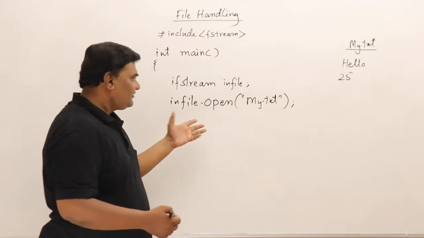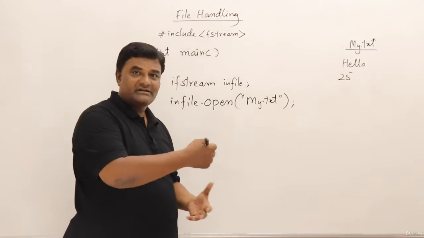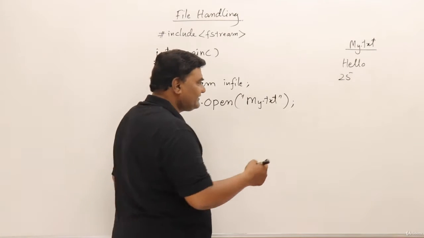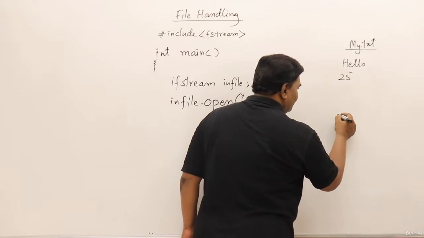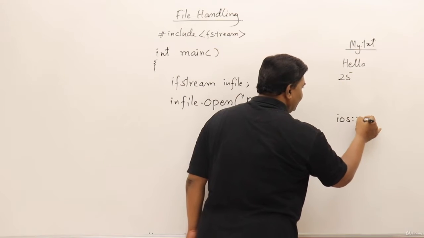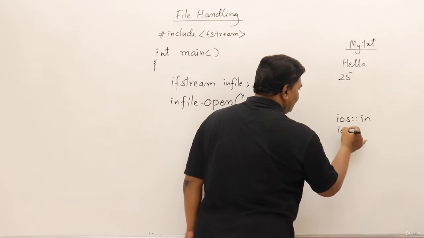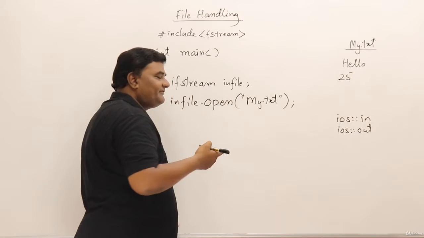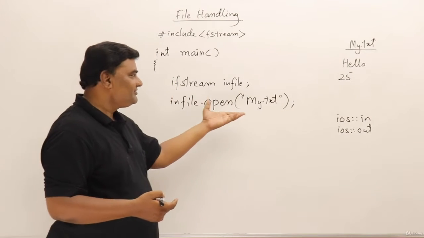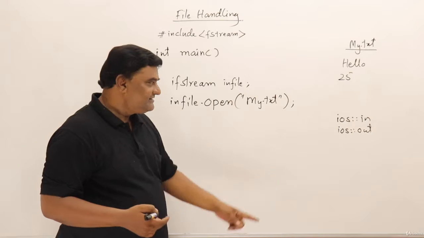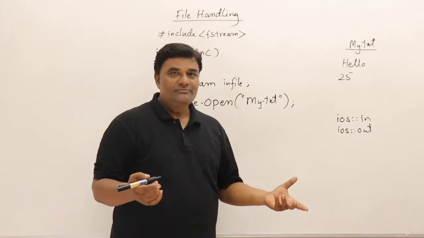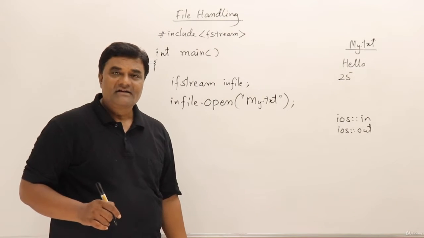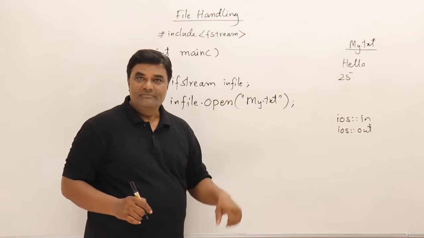If at all you want to mention read or write, which purpose, then there are some modes available: ios::in for reading, ios::out for writing. But if the stream itself is for reading only, we don't have to mention any flag or mode there. These are called flags, so we don't have to mention any flag. That's all. File will open.